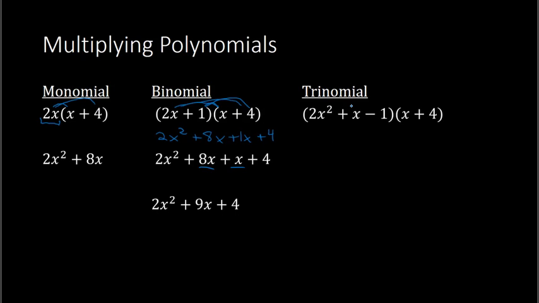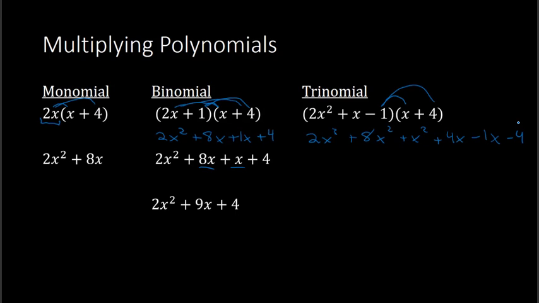So 2x squared times x would be 2x to the third power. And then 2x squared times 4 would be 8x squared. And now we do it with the x. We distribute x to both terms. So x times x would be x squared, and then x times 4 would be 4 times x, or 4x. And then we do it one more time with the negative 1. Negative 1 times x is negative 1x, and then negative 1 times 4 is negative 4.